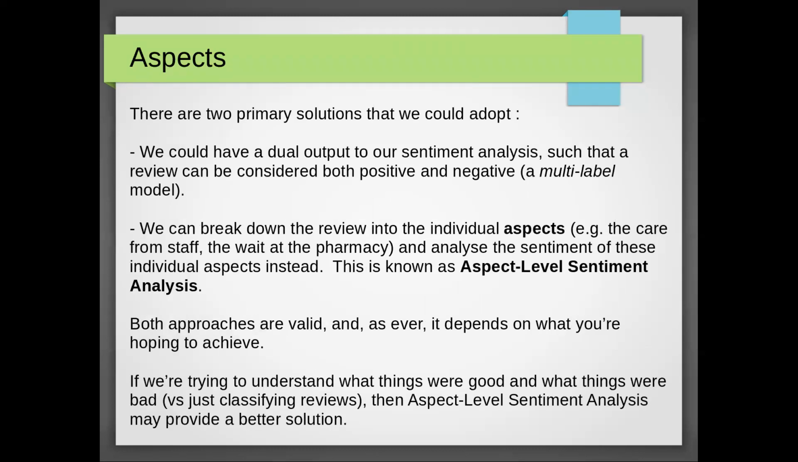Now, there are two ways you can approach this. One is you can have a dual output to your sentiment analysis. So rather than having as your final output layer a single node with a sigmoid activation function that gives a number between 0 and 1, predicting whether it's positive or negative, you can set up a neural network that has two output nodes, each with a sigmoid activation, which will predict whether it is both positive and negative. That's known as a multi-label model, something we mentioned in the very first session of the machine learning module.